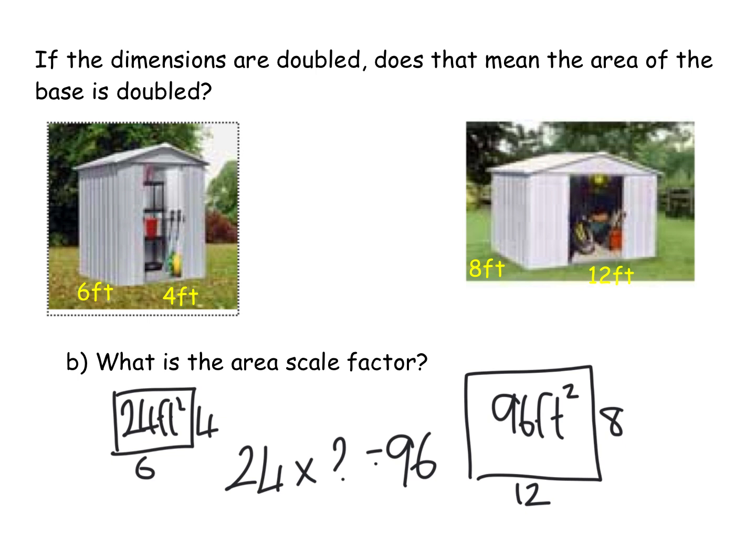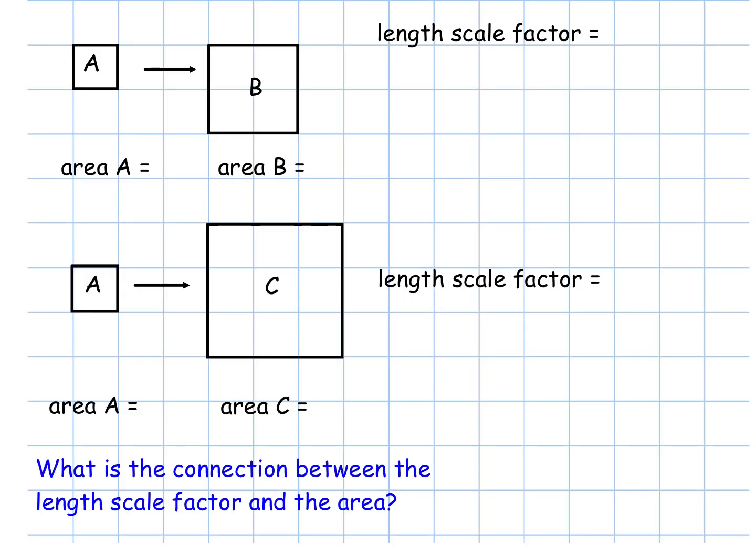So there must be a way to mathematically solve this, depending on whether I'm tripling the lengths or quadrupling the lengths. So let's try and explain this very simply using some squares. If you look at my first shape, I have one small square with sides of 1. And I have doubled the length, so I now have sides of 2. But my area has gone from 1 to 4 by counting the boxes. So my length scale factor is 2 because I've doubled the length. Area A has an area of 1, area B has an area of 4.